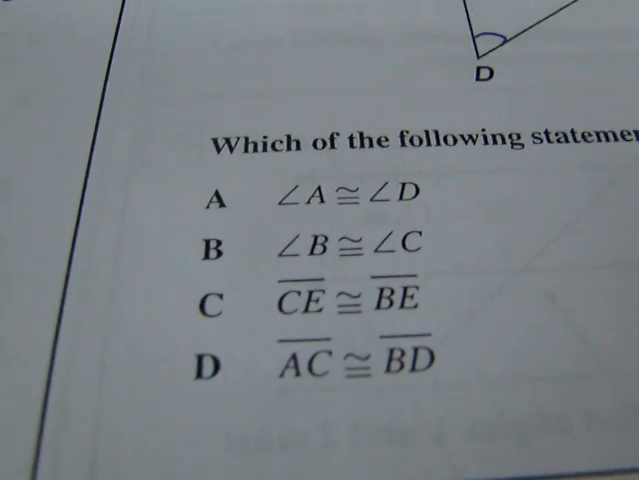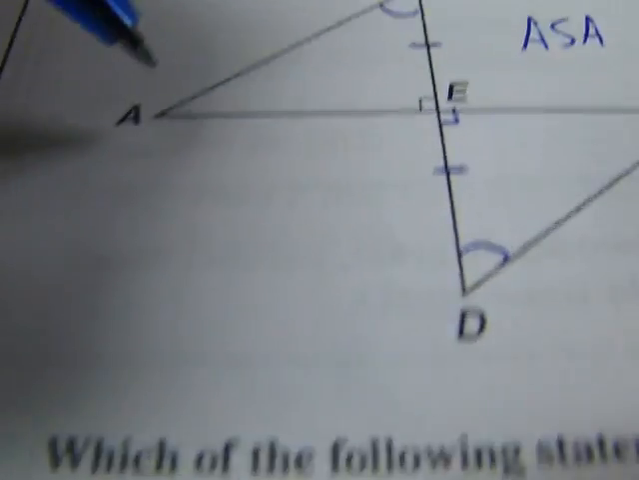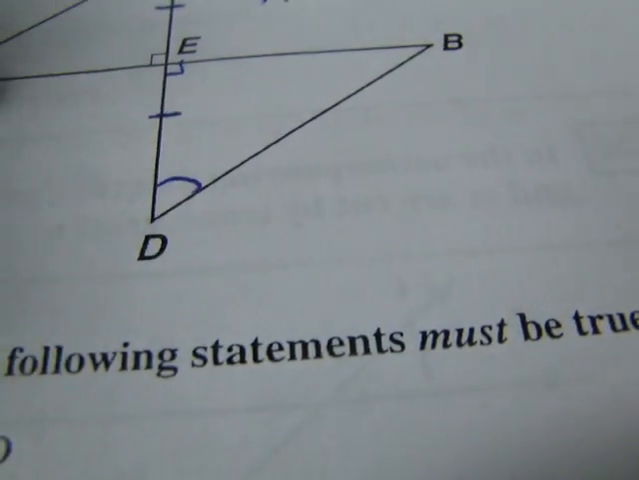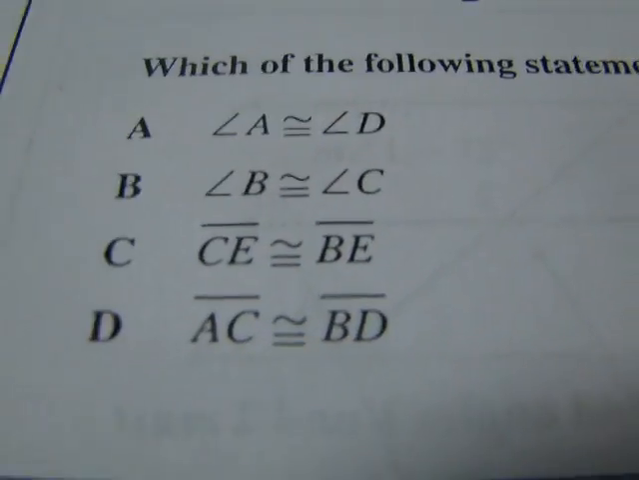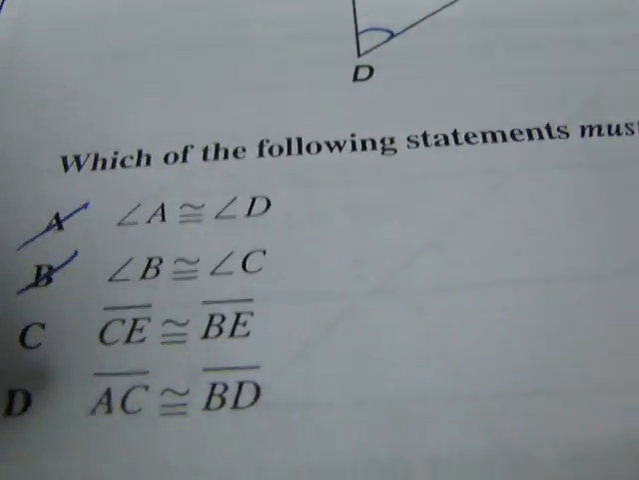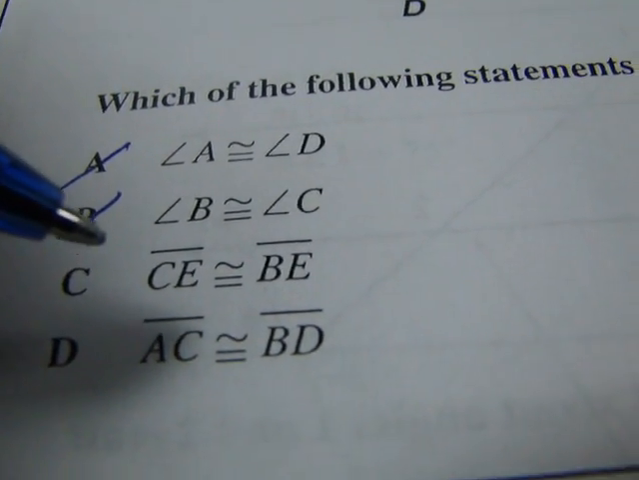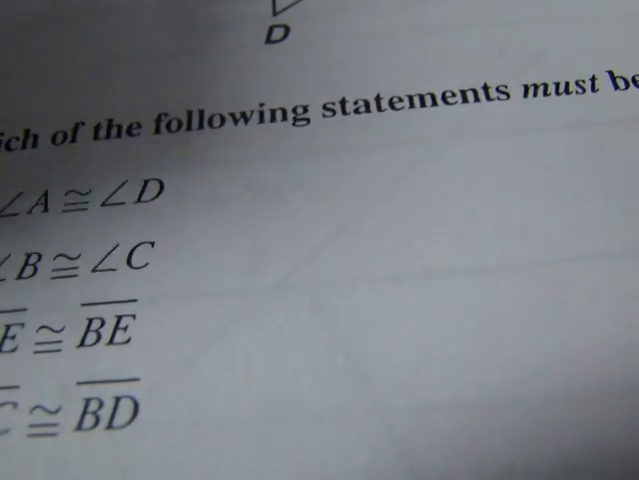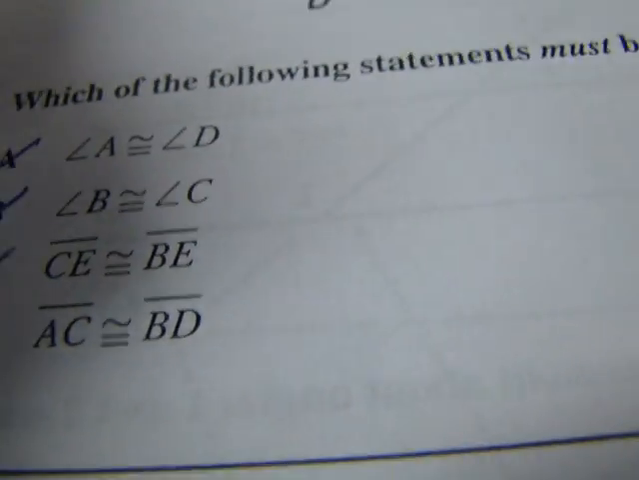So what must be true? Well, angle A is congruent to angle D. They are not corresponding, so that's not true. Angle B is congruent to angle C. Again, not corresponding, so not true. So those are not true answers. CE is congruent to BE. Again, not corresponding, so not true.